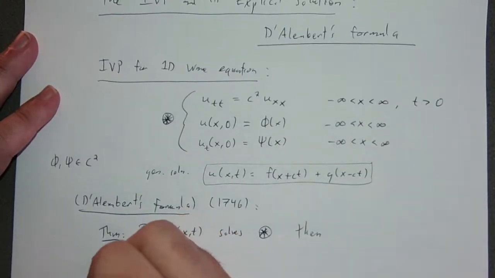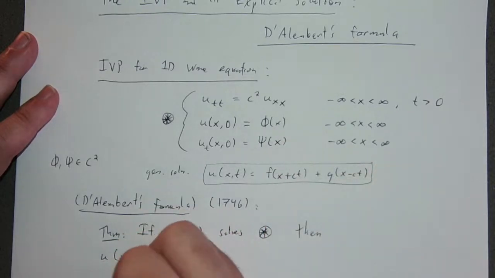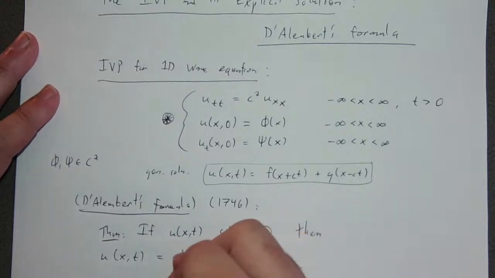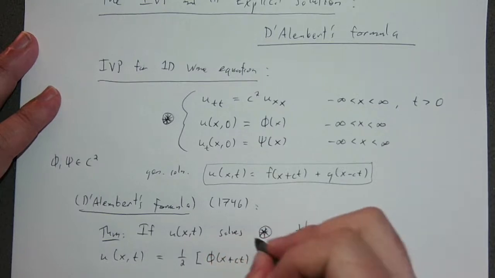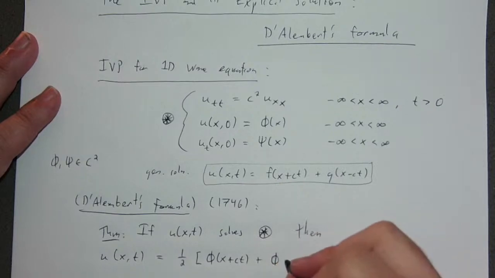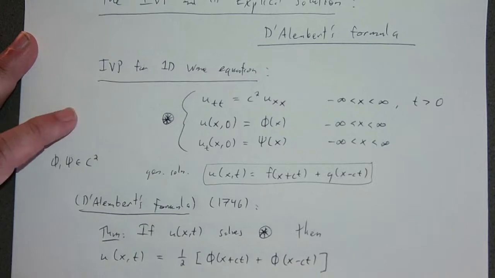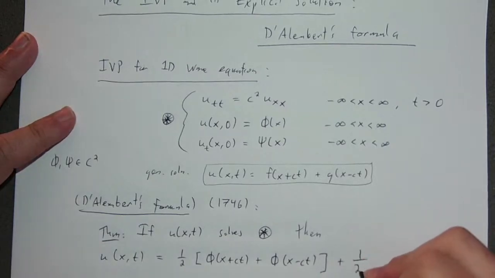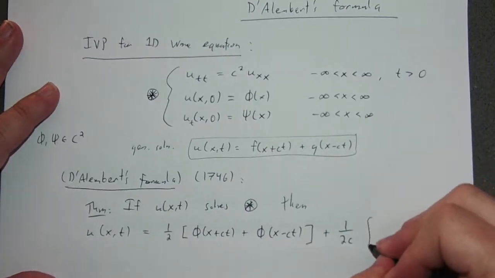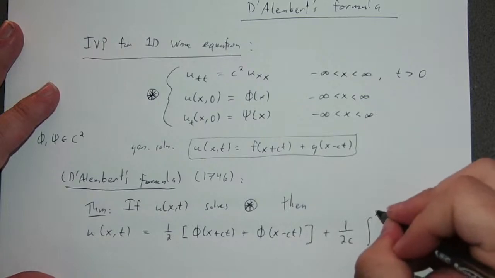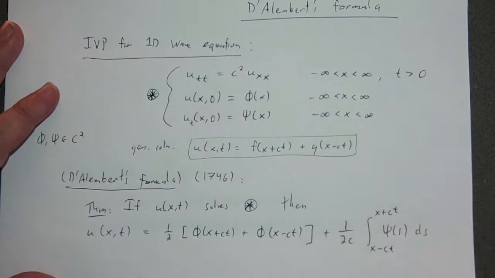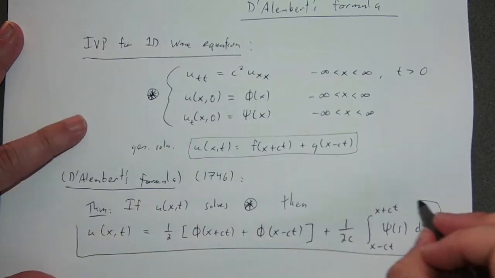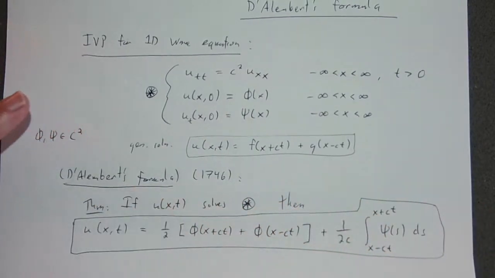the form it has to take in terms of these conditions is u of x,t equals 1/2 times phi of x plus ct plus phi of x minus ct, plus 1/2c times the integral from x minus ct to x plus ct of c of s ds. Okay.